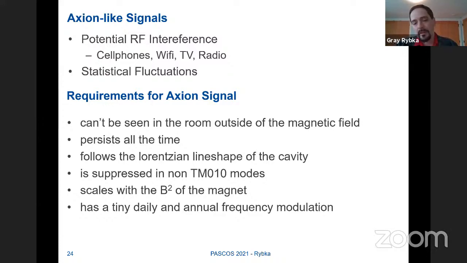It has to follow the Lorentzian line shape of the cavity. That's to say that it interacts properly with the resonance of the cavity. We check, does it interact with certain resonant modes of the cavity? Because the resonant mode wave function has to overlap with the axion wave function, and it has to scale with the magnetic field, squared, of the magnet. And finally, if we get a signal that does all this, we can also tease out daily and annual frequency modulation. That's something we ought to be able to see.